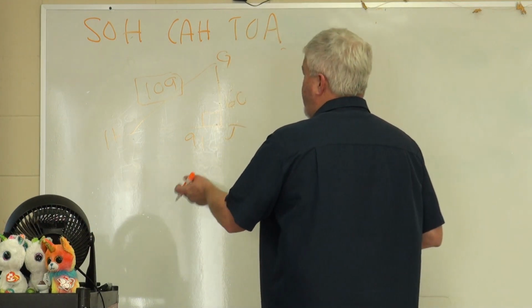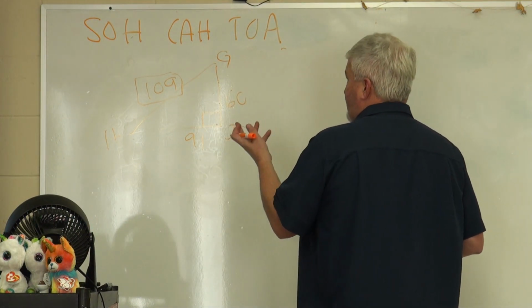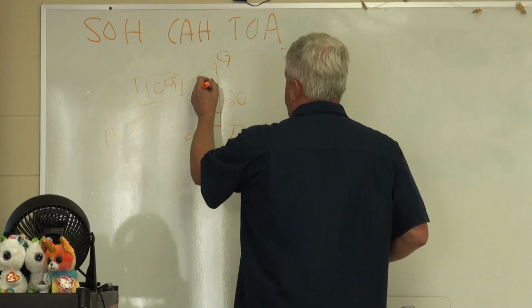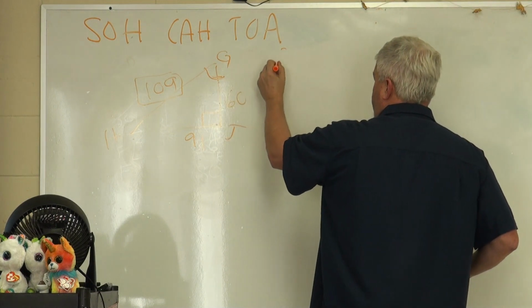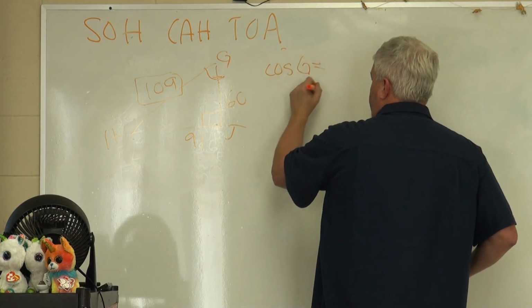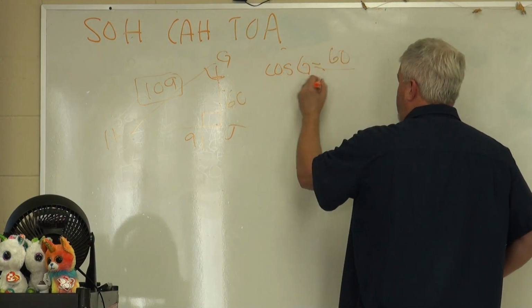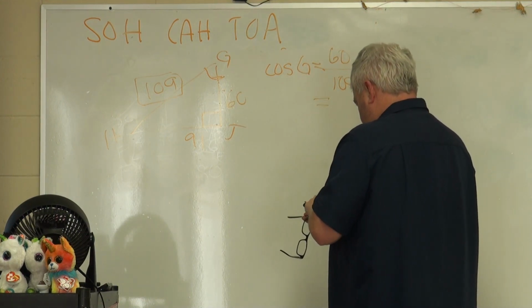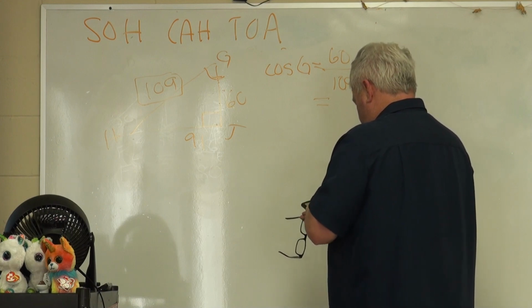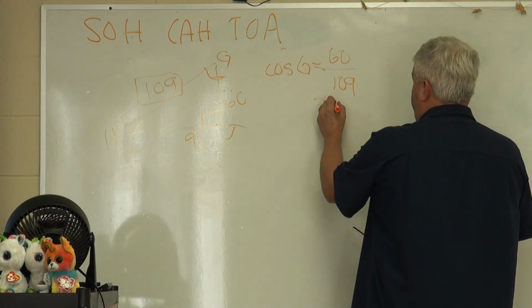All right, so now I just need to solve for the two angles. These numbers are all hideous, so I'm gonna pick something besides tangent. I'm gonna take angle G, and I'm gonna do cosine. Cosine of G. Adjacent, 60, over hypotenuse, 109. Put that into my calculator. 60 divided by 109. I get 0.5505.